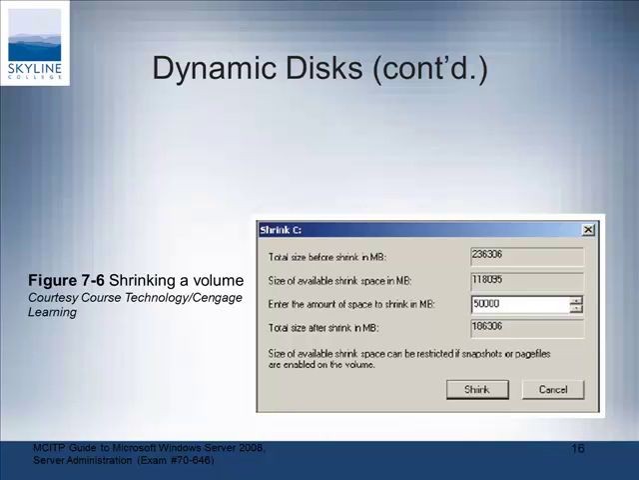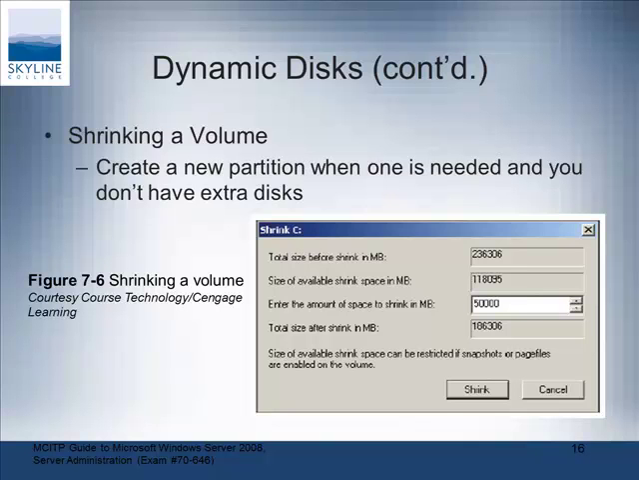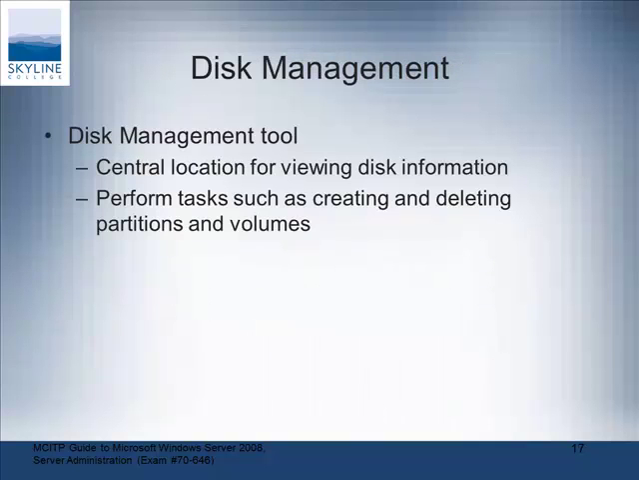So if you get one of these things and you have this really large hard drive, and all of a sudden you say, I've got three disks and now I want to create a RAID 5, and you need three disks to create a RAID 5, you can shrink the volume and create your RAID 5. They'll tell you how much shrinkable space you have, and you don't have extra disks. Yes, we can do that.